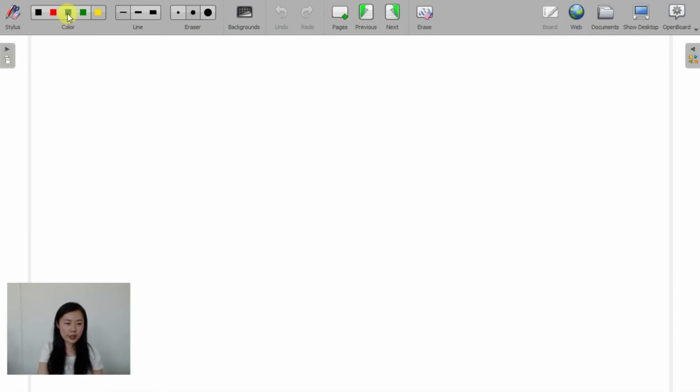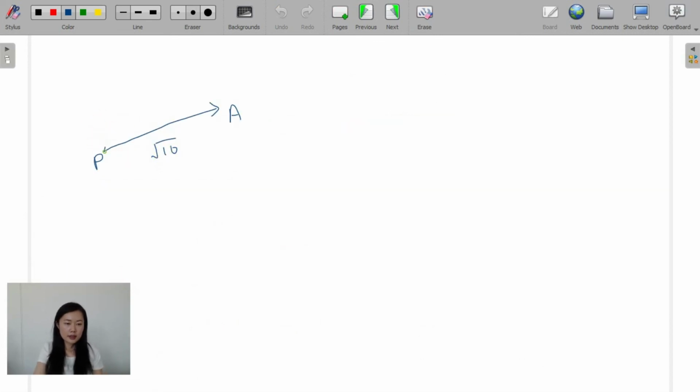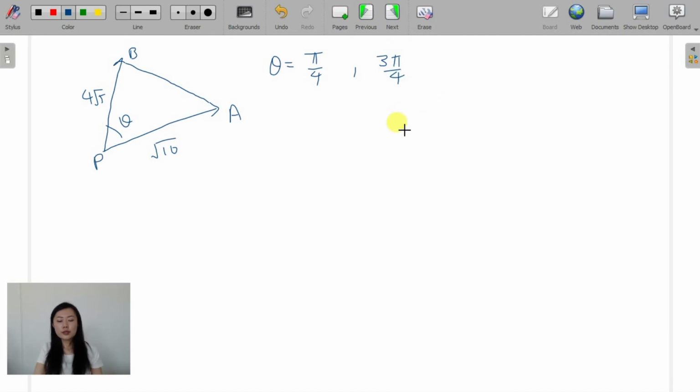All right, so we've got PA. This is root 10 in length. B, this is 4 root 5 in length, and we've got 2 angle values, pi on 4, 3 pi on 4. Okay, so what do we do with that next?